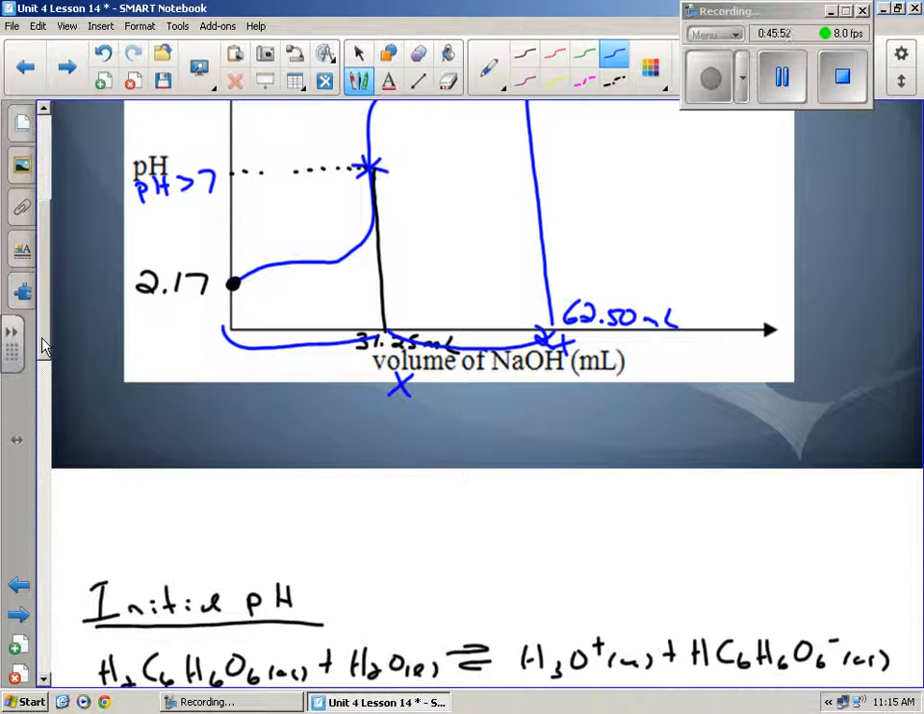Because you're using the same number of moles to start with as you finished with at the other one, right? You still got 0.0125 moles. You're using 0.0125 moles to react with another 0.0125 moles. The concentration didn't change, so it's going to take the exact same volume. Okay? For the second one.